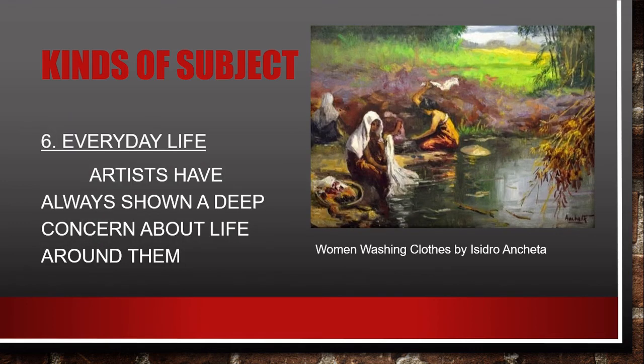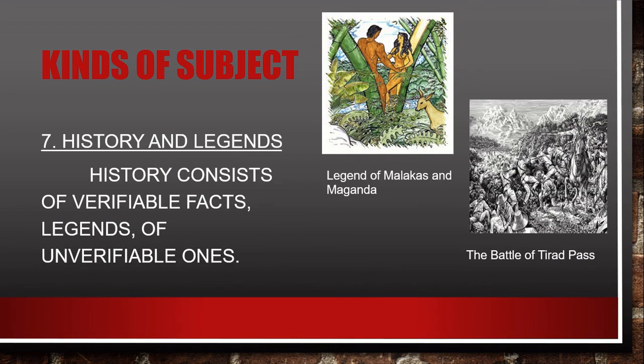So, artists have always shown a deep concern about life around them, and many of them have recorded in paintings their observation of people going about their usual ways and performing their usual tasks. Genre paintings usually are representations of rice planters, cockfighters, candle vendors, street musicians, and children at play.